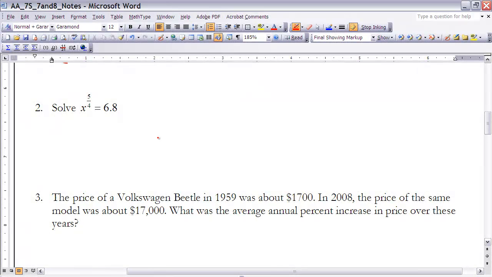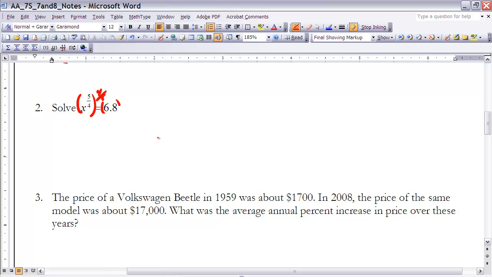Let's take a look at example 2 then. It says solve x raised to the 5/4 is equal to 6.8. Okay, so first of all, we have to assume that x is greater than or equal to 0. So if I'm going to do that, I've got to get x by itself. Well, I've got to think about what I have to raise this to such that I'm going to have just x, and that would be to the 4/5 power.